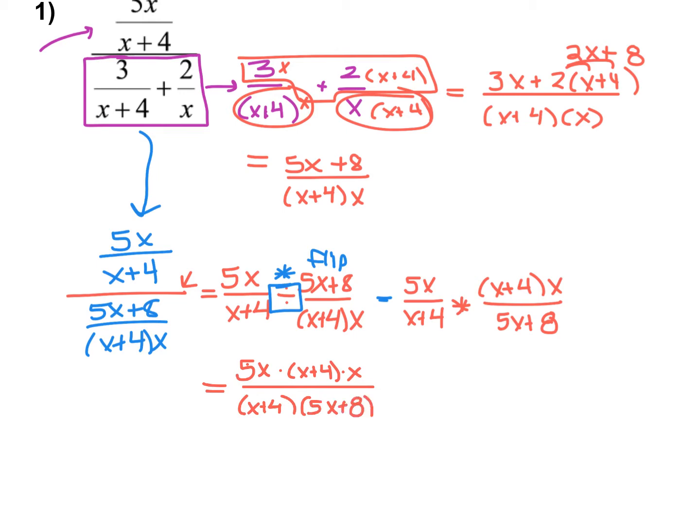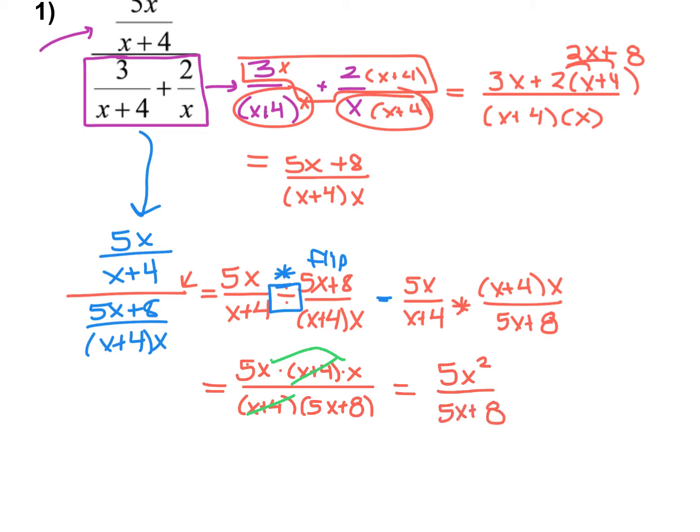So here I see that the x plus 4 and the x plus 4 cancel out. I also notice that 5x and x can be combined together to be 5x squared. So that's what I'm going to put in my numerator. So I have 5x squared in my numerator with 5x plus 8 in my denominator.